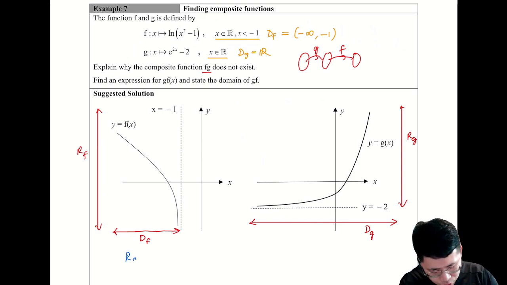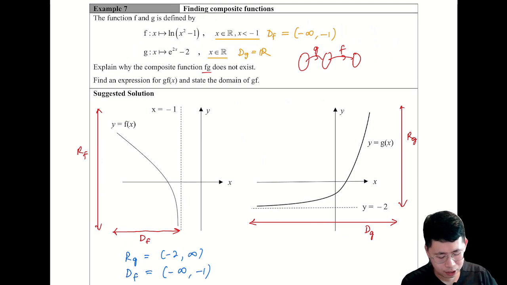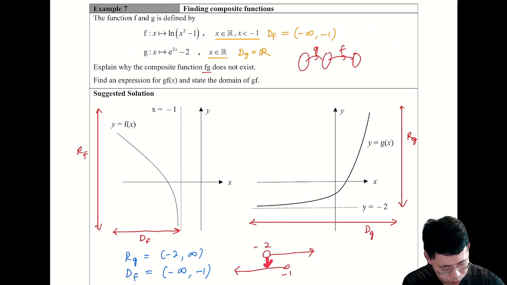So the range of g, you need to state that this is a minimum of -2, cannot equal to -2, to positive infinity, right? Whereas the domain of f is from negative infinity to negative 1, and cannot equal, right? So both of these sets cannot fit into each other. If you look at the quick sketch over here, you cannot put this first set into the second set. Very, very quick sketch.